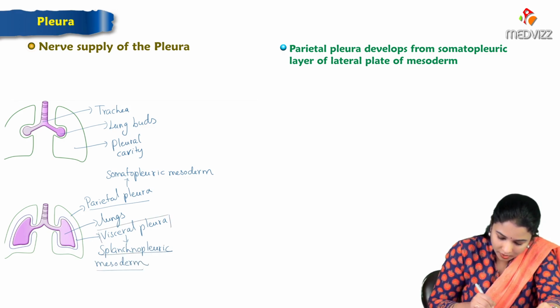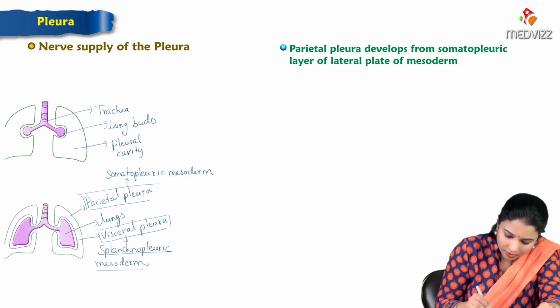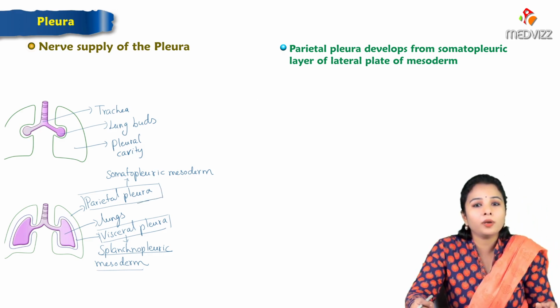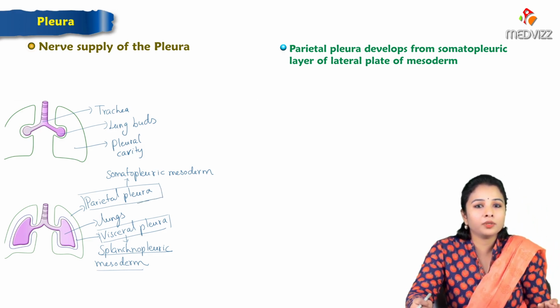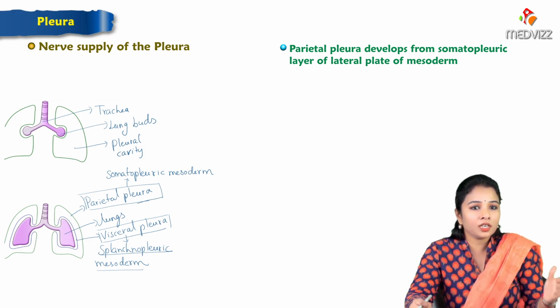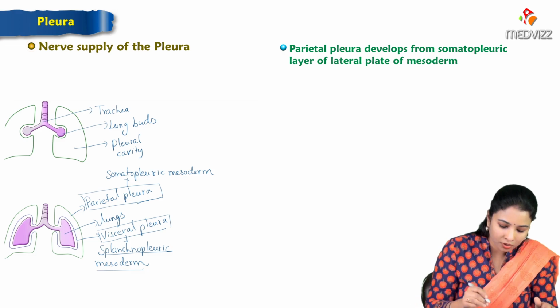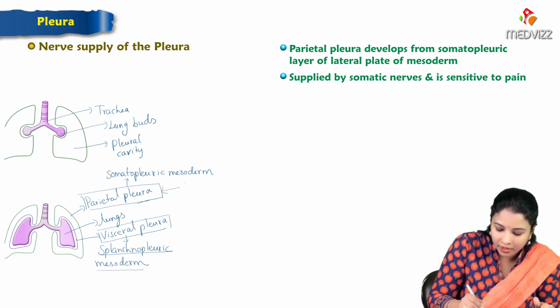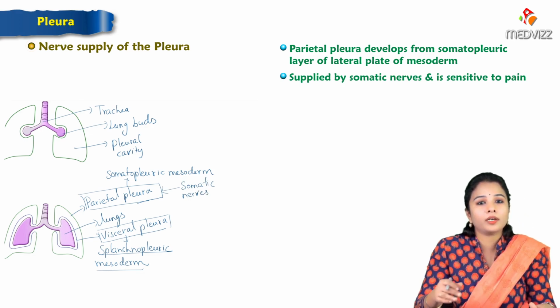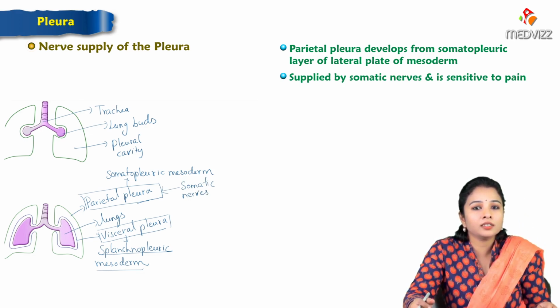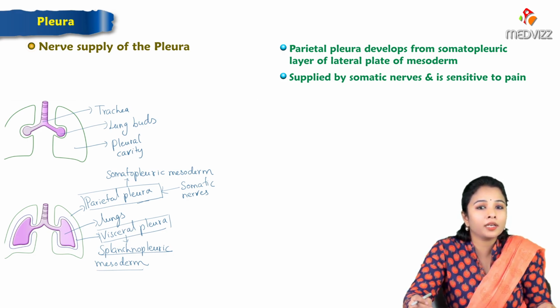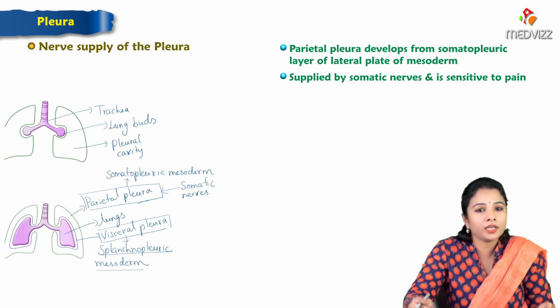So this is the visceral layer and this is the parietal layer. The somatopleuric lateral plate mesoderm, because it develops along with the somatopleuric layer, is supplied by the somatic nerves. So the parietal pleura is supplied by somatic nerves, and hence it is pain sensitive because it has got pain receptors.